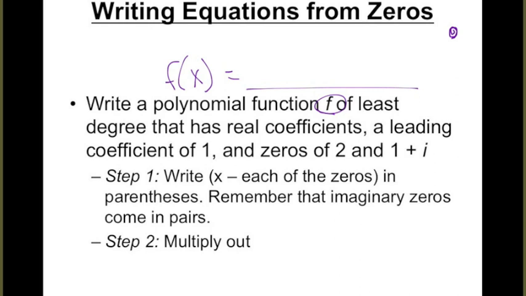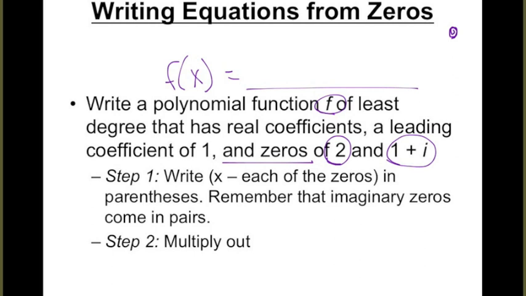And then the part you have to start paying attention to is when it says and zeros of, and then it's giving us what the answers are. And it tells us the answers are 2, 1 plus i, and that's it. Okay, so it gives us answers of 2 and 1 plus i.